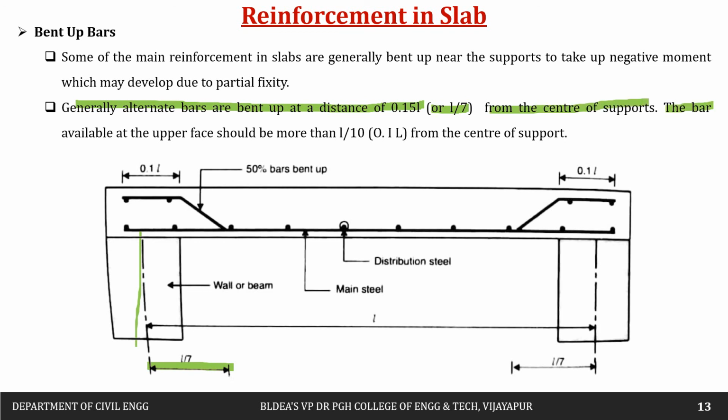The bars available at the upper face should extend more than 0.1 L from the center of the support. So you can see 0.1 L from the center of the support. One bar we have to take straight, one bar we take to the top, so as to resist the negative moment. So 50 percent of the bars are bent up bars.